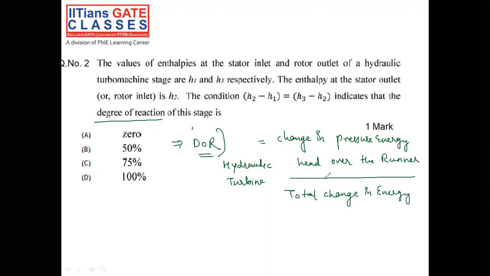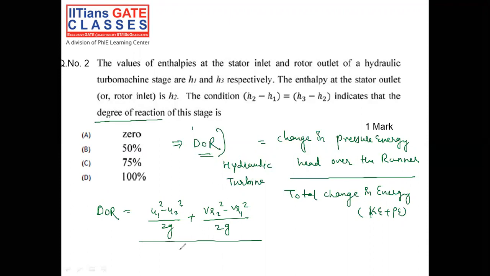Now you will ask, what is the total change in the energy? The total change in energy is nothing but kinetic energy plus potential energy. Let's say, what is the degree of reaction formula for a hydraulic turbine? It is (U1 square minus U2 square) divided by 2g, plus terms related to the pressure head and total kinetic energy. Whatever the total energy is, we have runner power divided by mass flow rate times g. That is the formula for the degree of reaction for a hydraulic turbine.